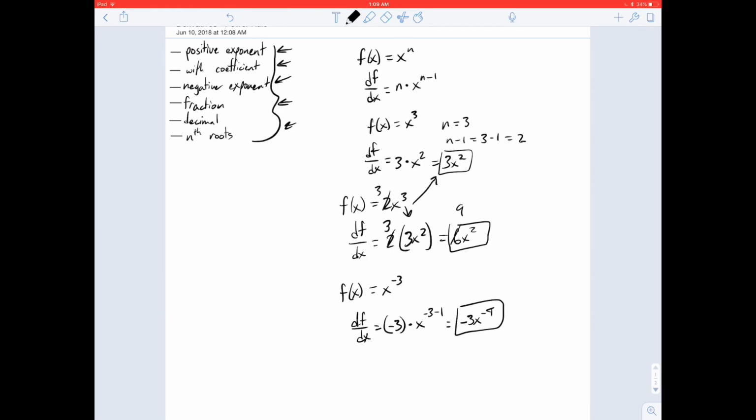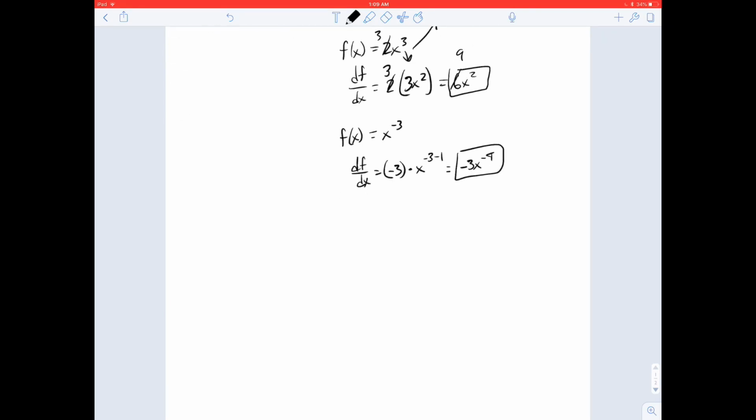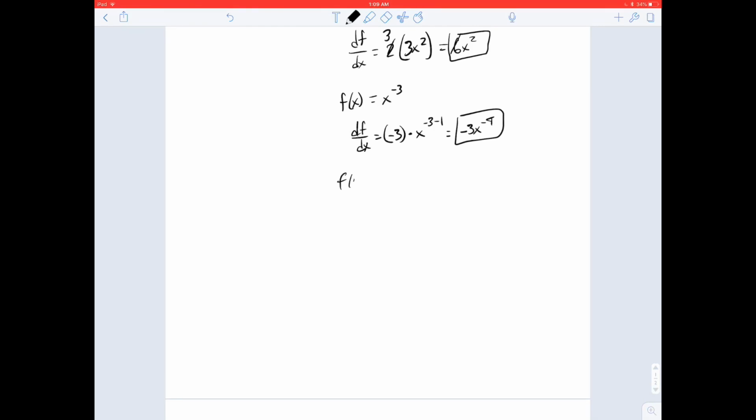So let's say we have f of x is equal to x to the 3 halves. Okay, same exact thing. Literally no difference. You just grab your n, so you have 3 halves as your n, multiplied by your base, which is x, and then you're just going to subtract 1 from the exponent. So 3 halves minus 1.